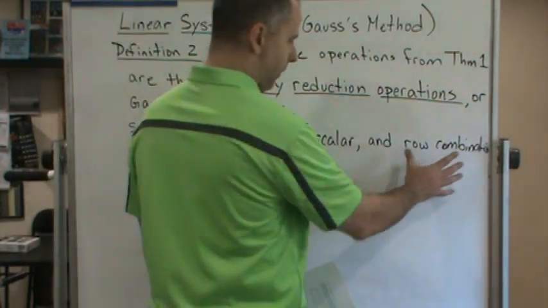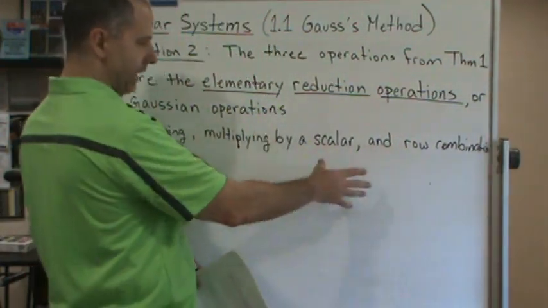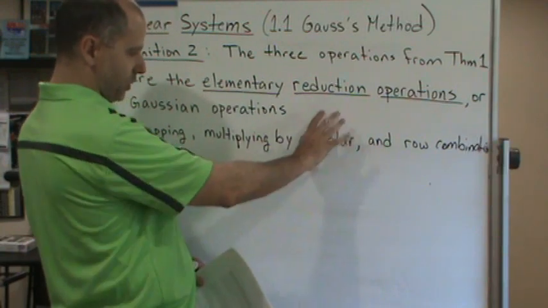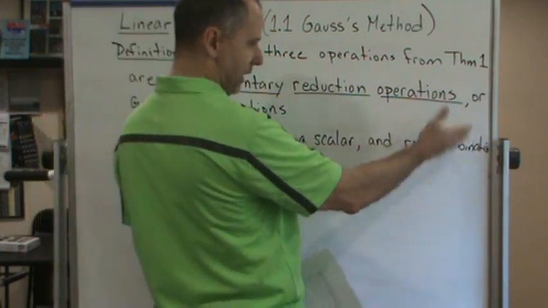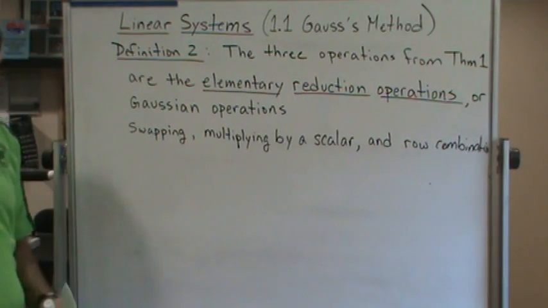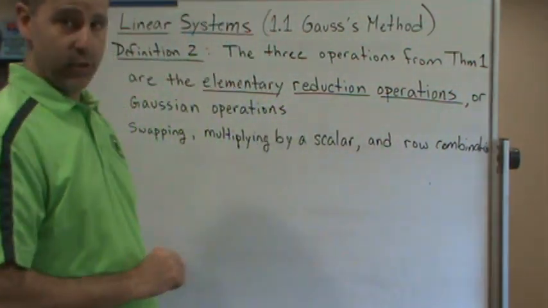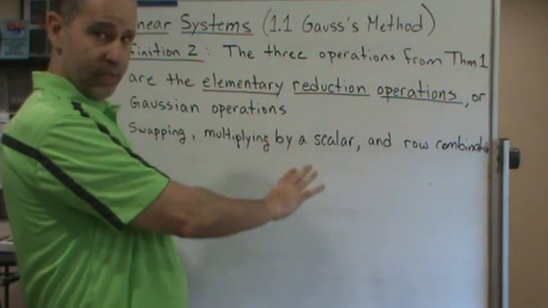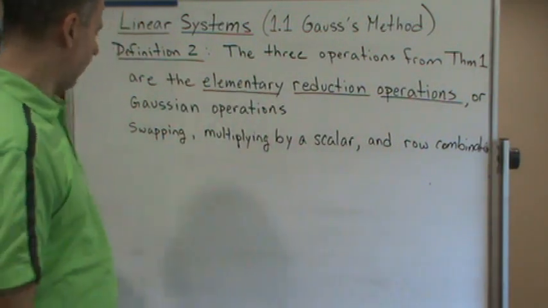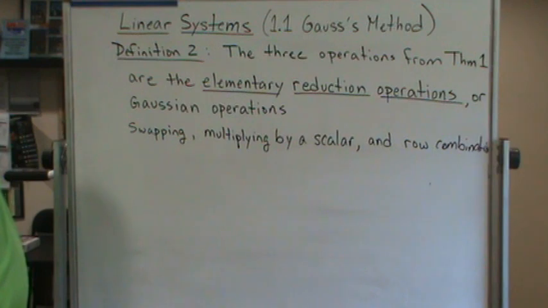And of course, row combination is just like adding a multiple of another row, which again, we take and add to other equations. Now again, the key is these are combining equations, linear equations in the system. Okay, so those are your elementary reduction operations, and that's what we're going to be using now.